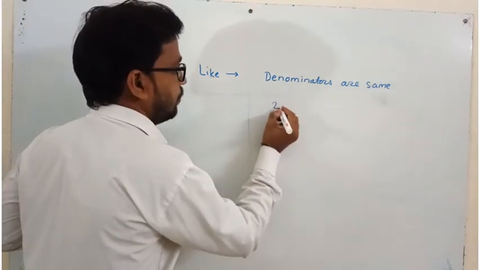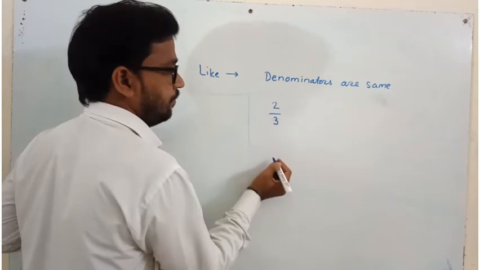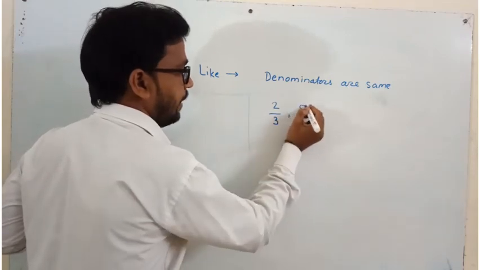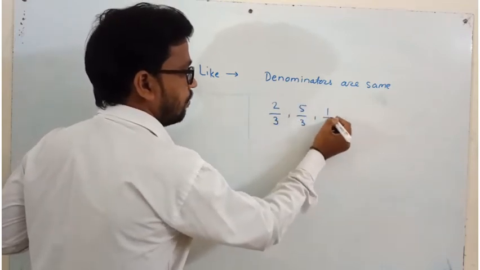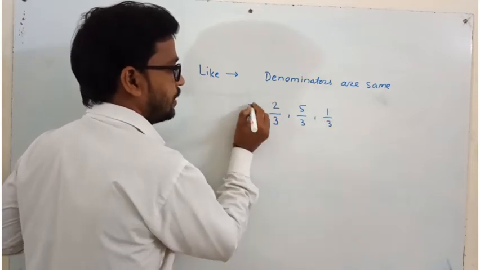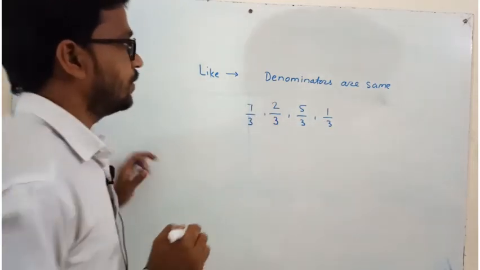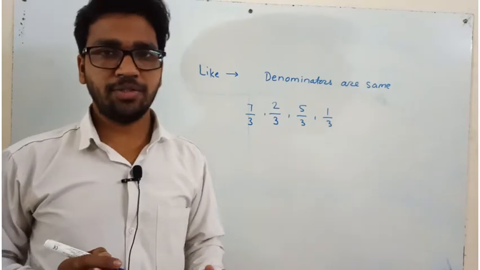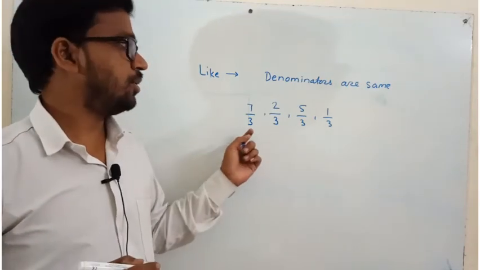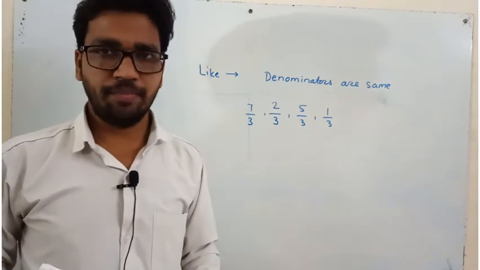Suppose it is 2 by 3, 5 by 3, 1 by 3, 7 by 3. All these are like fractions. Why are they like fractions? Because the denominators are the same.